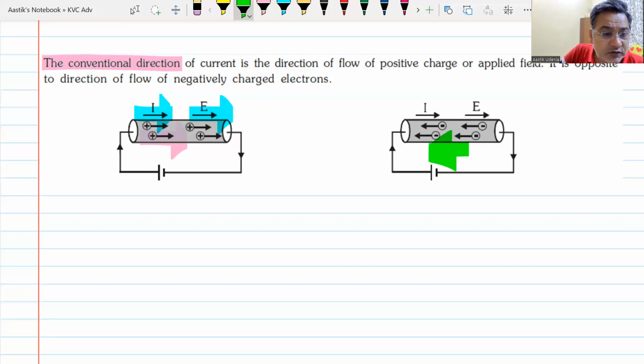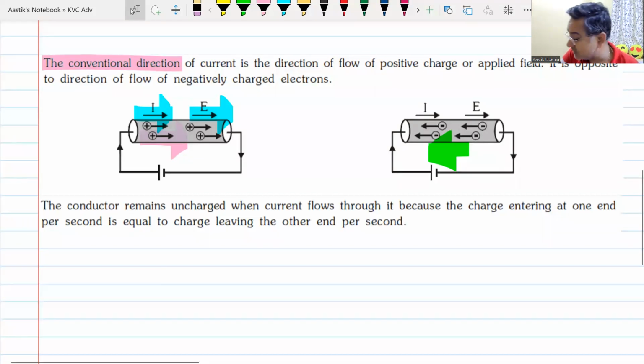Now, even though current is flowing in a conductor, the total number of positive charges and the total number of negative charges remain the same. Therefore, when current is flowing in a conductor, the conductor still remains neutral. The conductor remains uncharged. Whatever number of charges are entering one end of the conductor, the same number of charges would be leaving that conductor. Do we understand this? Yes.